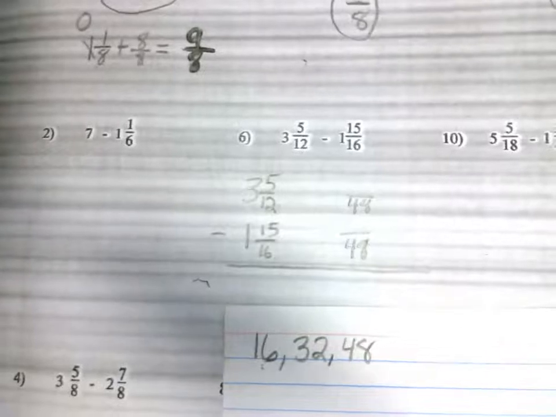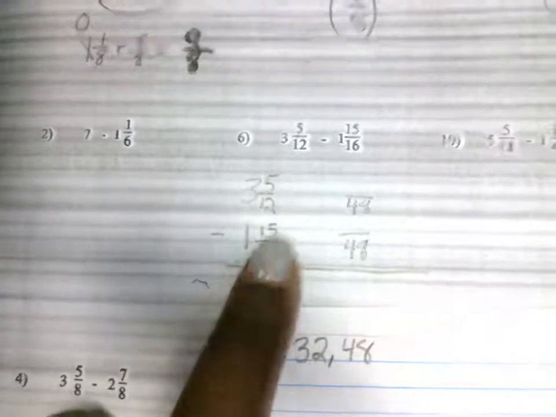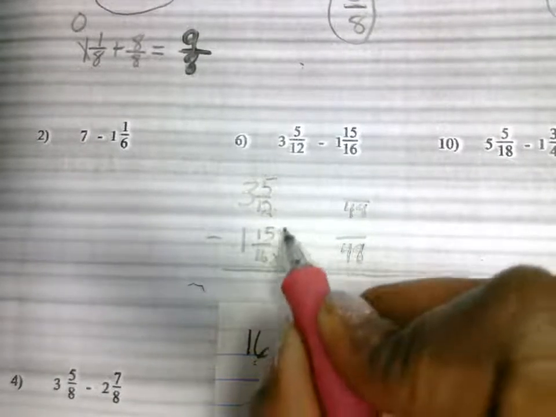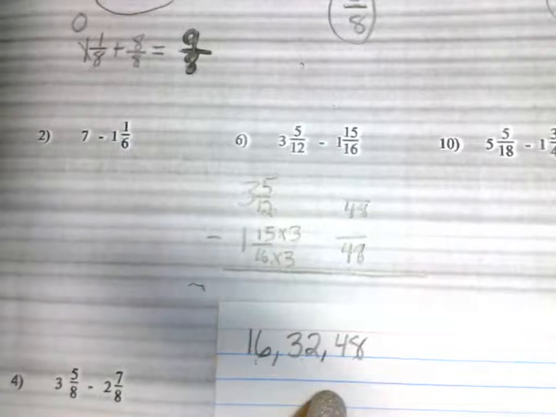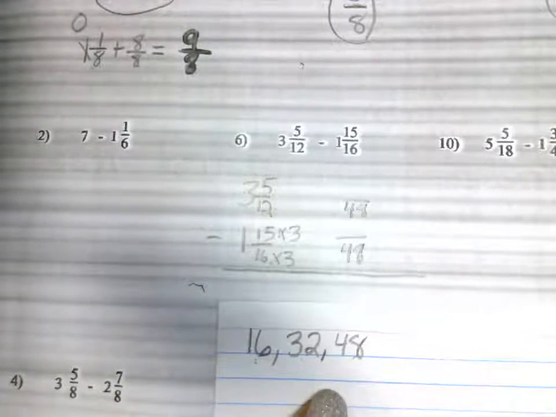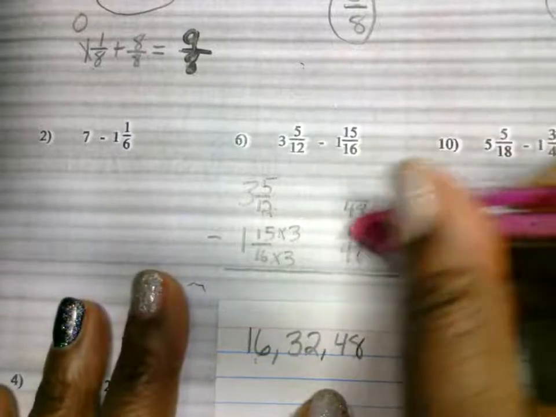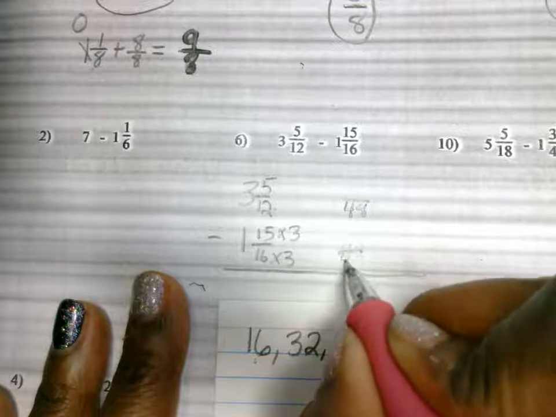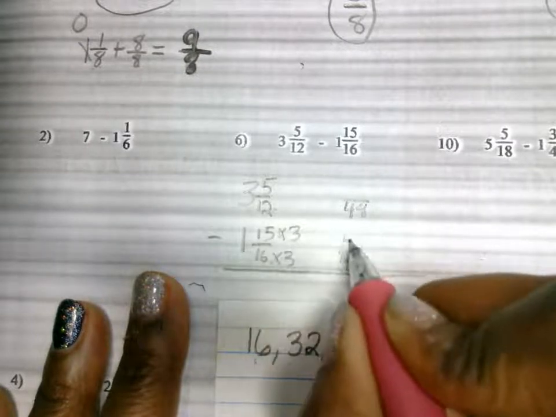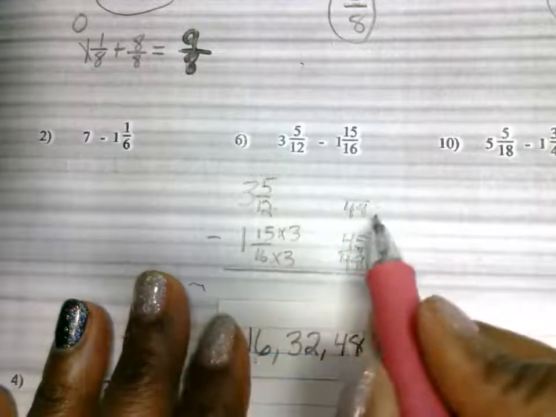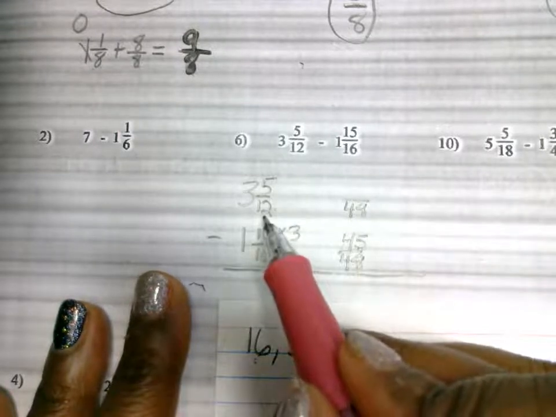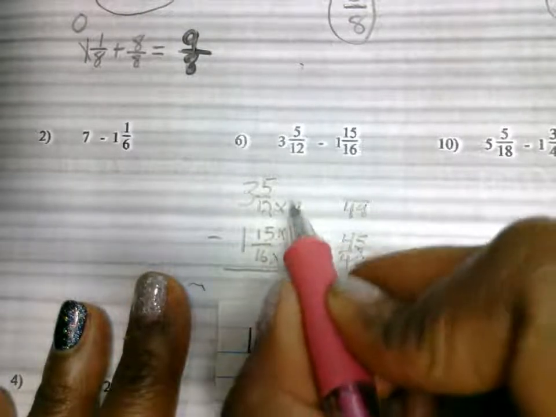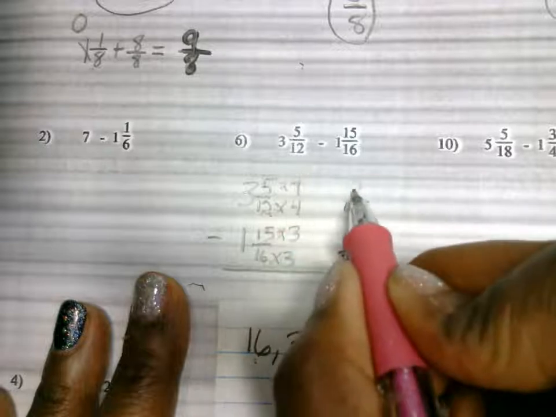So what number can I multiply times 16 to give me 48? Well, 1, 2, 3. I can multiply times 3. So I'm going to multiply the top by 3 also. So now I have 15 times 3, which is 45. So this is 48, and this is 45 on the top. All right, so let's make this equivalent fraction. What can I multiply times 12 to give me 48? That's 4. So I'm going to multiply the top by 4, and that gives me 20.